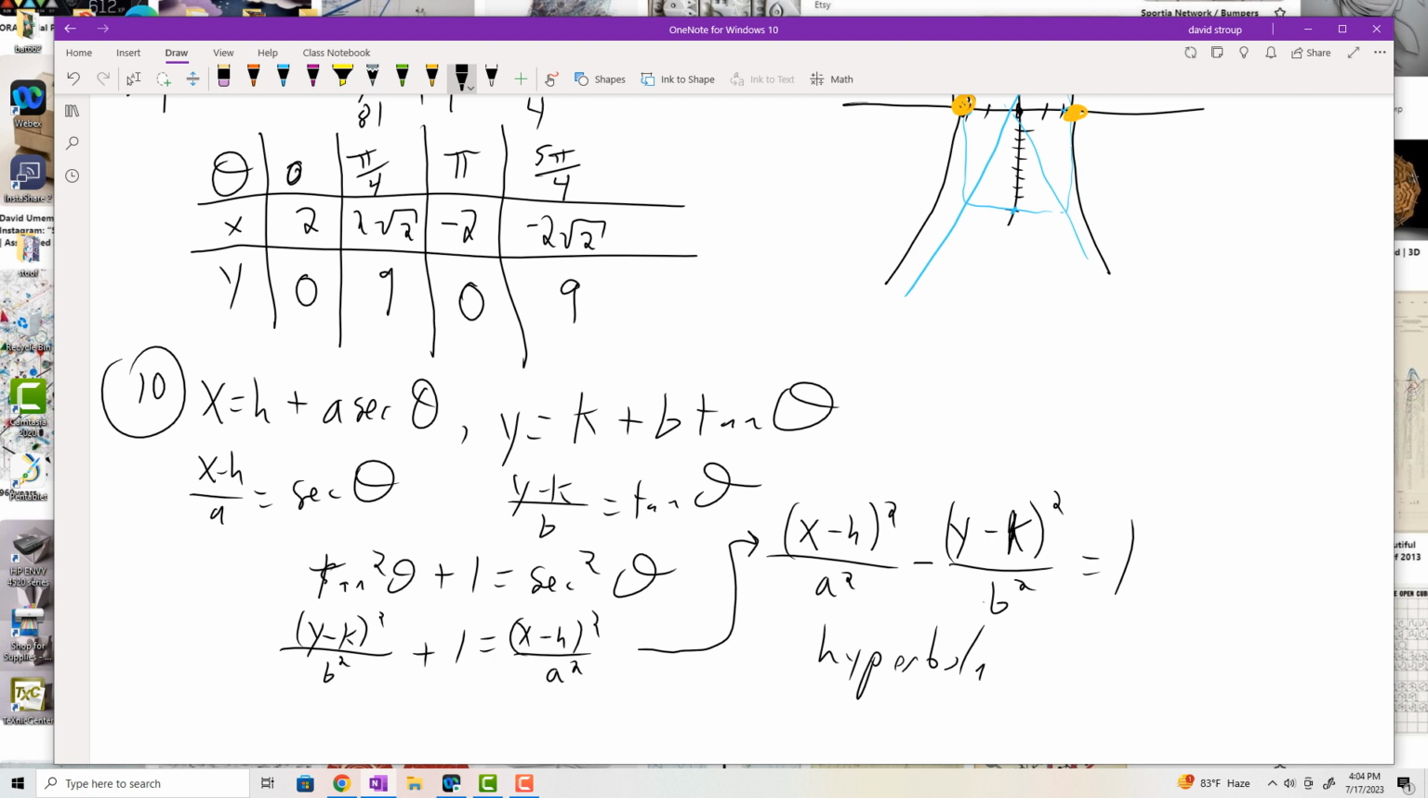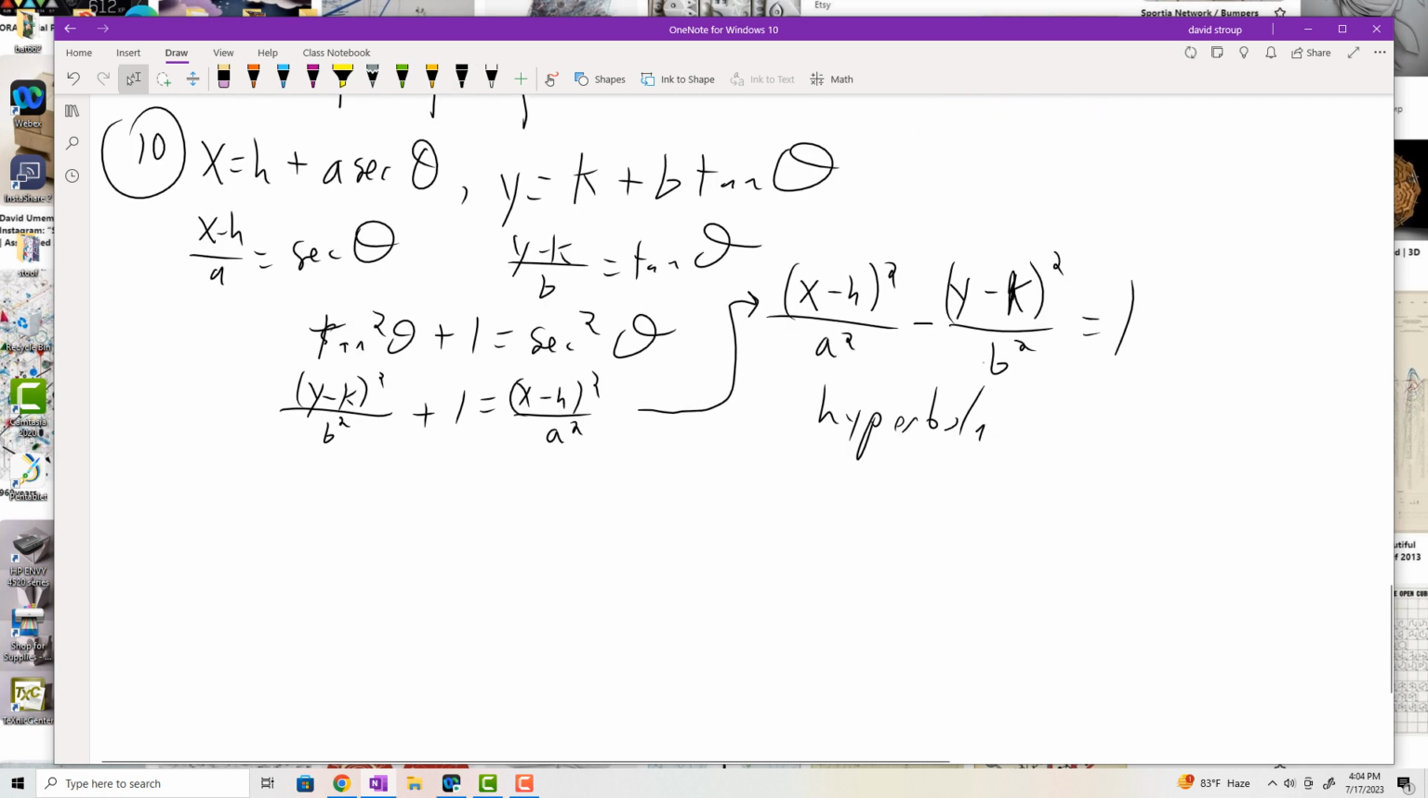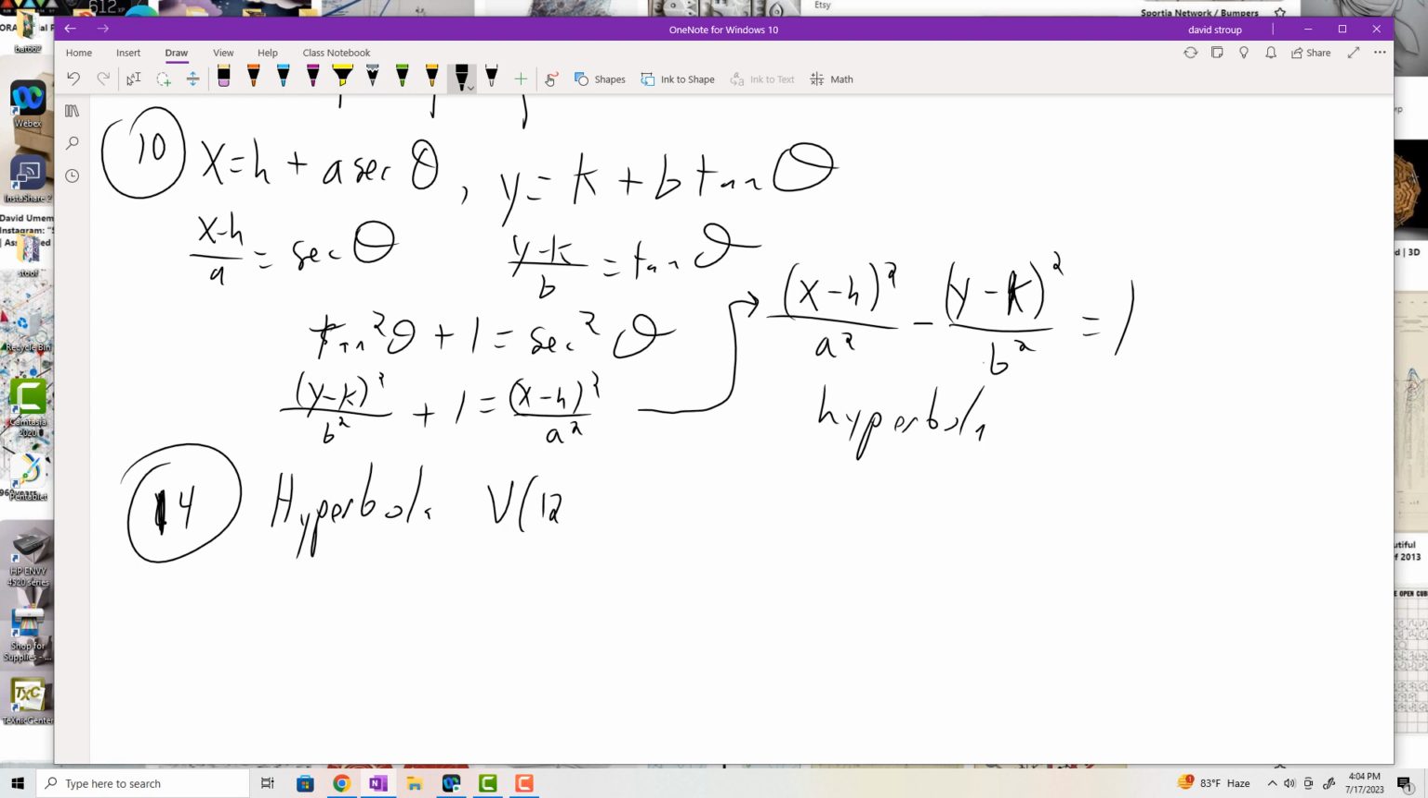So anyways, let's look at another problem. Number 14. Now the case is they're going to give you some information, and they want you to generate one of these parametric equations. So you're basically back engineering at this point to get your experience on how to perform this. It's a hyperbola they want, with vertices at plus or minus 12, 0, and foci at plus or minus 13, 0.